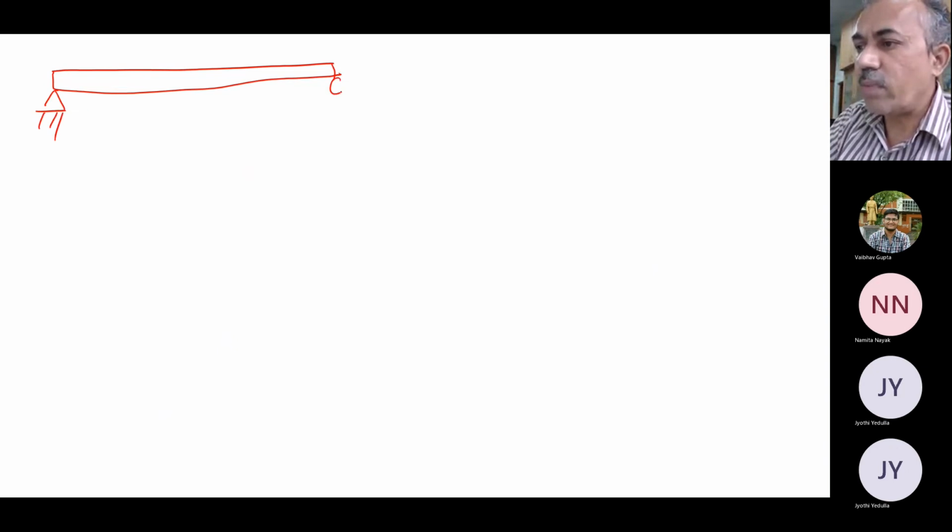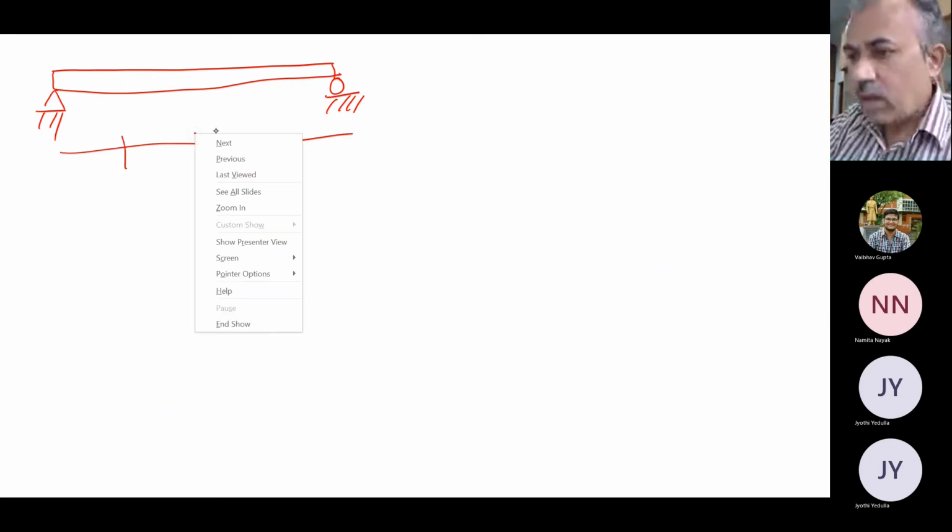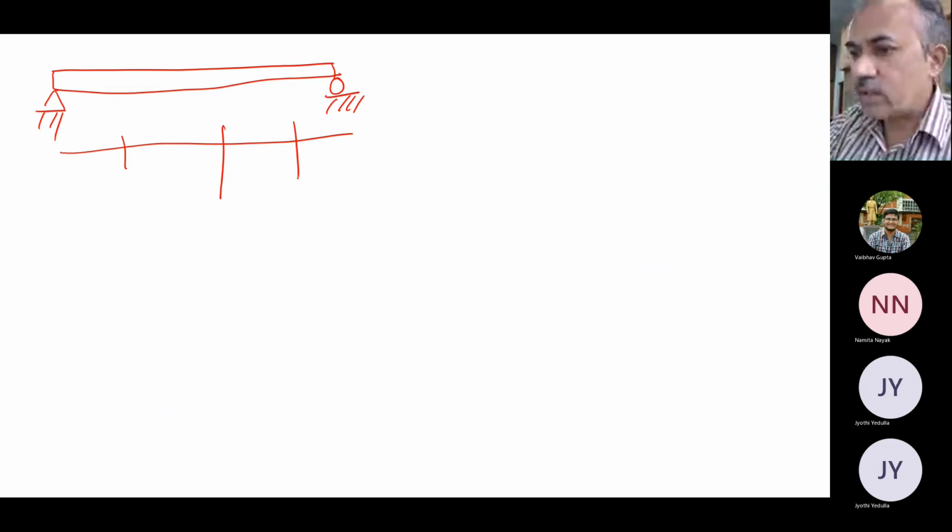Now how do we handle these random fields? It is very complicated and you have to do additional work. How we handle it is like this. If I have a simply supported beam, I will divide this beam into 4 segments: L by 4, L by 4, L by 4, L by 4. So I will divide this into 4 pieces.